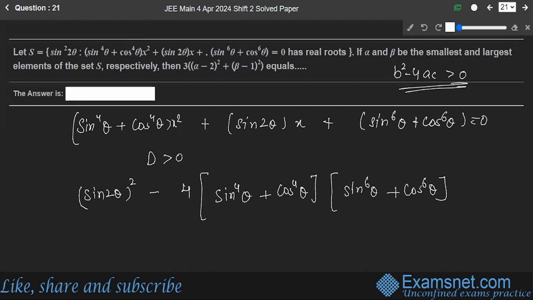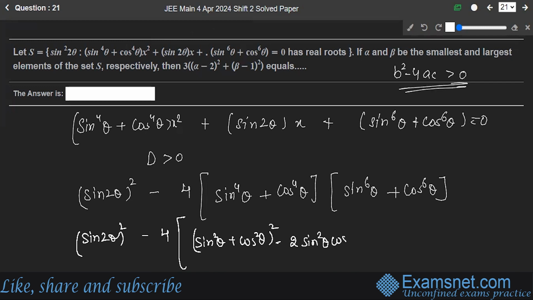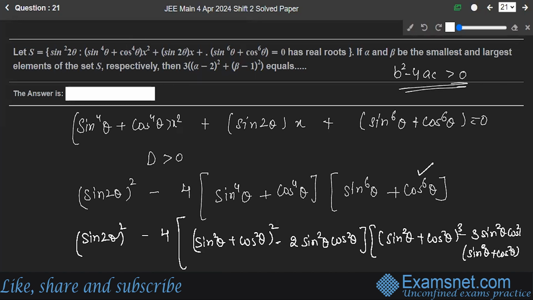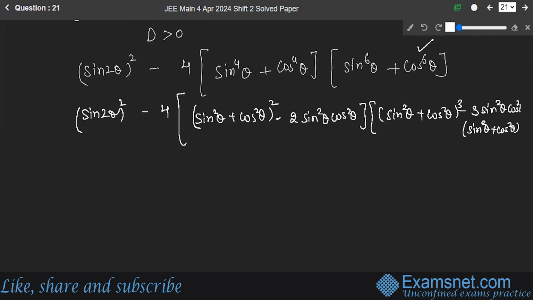Let's restart the sum from here itself. So you have sin 2θ whole squared minus 4. Now this can be written as (sin²θ + cos²θ) whole squared minus 2 sin²θ cos²θ, and this one can be written as (sin²θ + cos²θ) cubed minus 3 sin²θ cos²θ into this. Okay, so you see here I'm applying the two formulas.